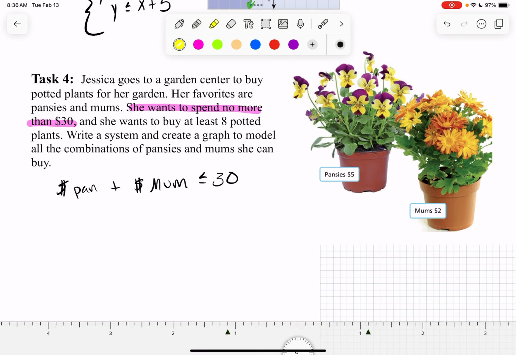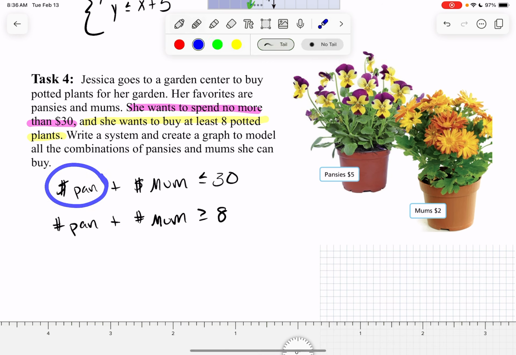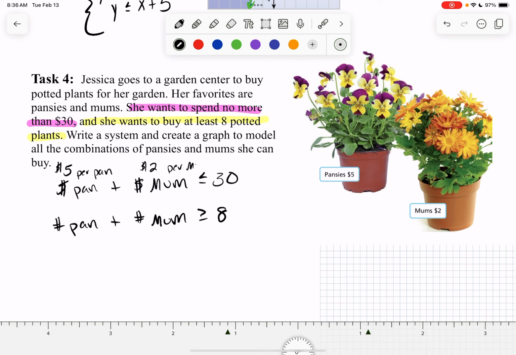She wants to buy at least 8 potted plants. So here, basically, my number of pansies plus my number of mums, my total number of plants, I want that to be greater than or equal to 8. Pansies cost, over here, pansies cost $5. So that would be here under the cost section. The cost for pansies is $5 per pansy, and mums, $2 per mum.